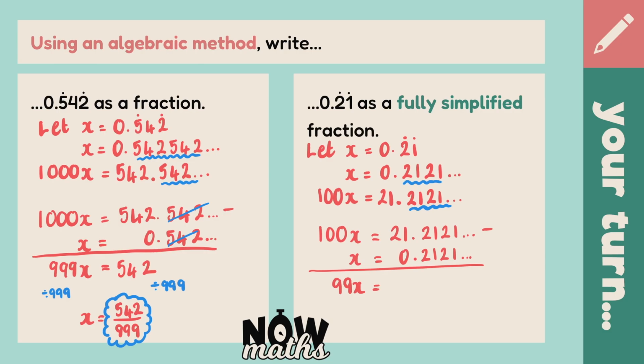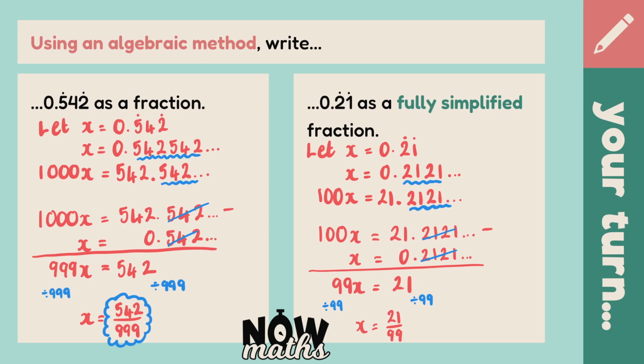And then subtracting the decimals, we can see that the recurring part will cancel, and 21 subtract 0 is 21. Then we're left with 99x equals 21, so we can divide by 99 to give us that x equals 21 over 99. So we have our fraction.